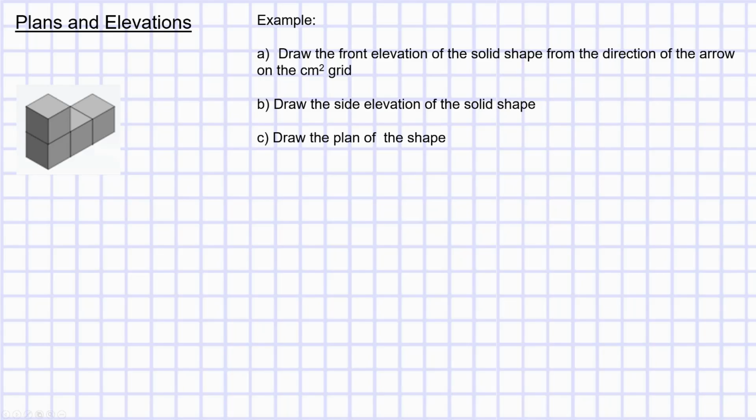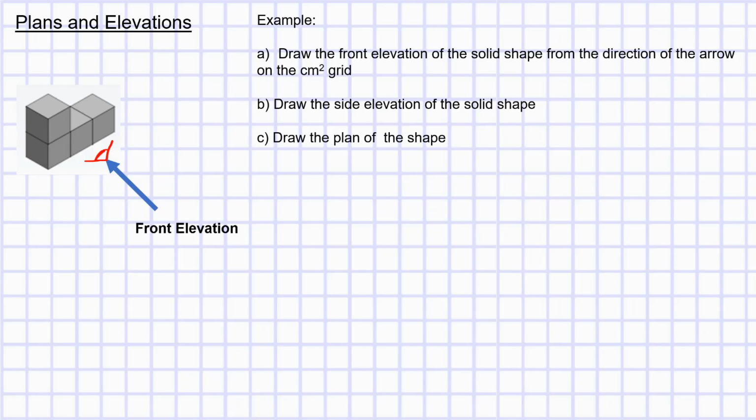The front elevation is normally indicated by an arrow. I want to draw the front elevation of the solid shape from the direction of the arrow. What this means is I need to draw what I would see if I were looking at the shape from the direction of the arrow.